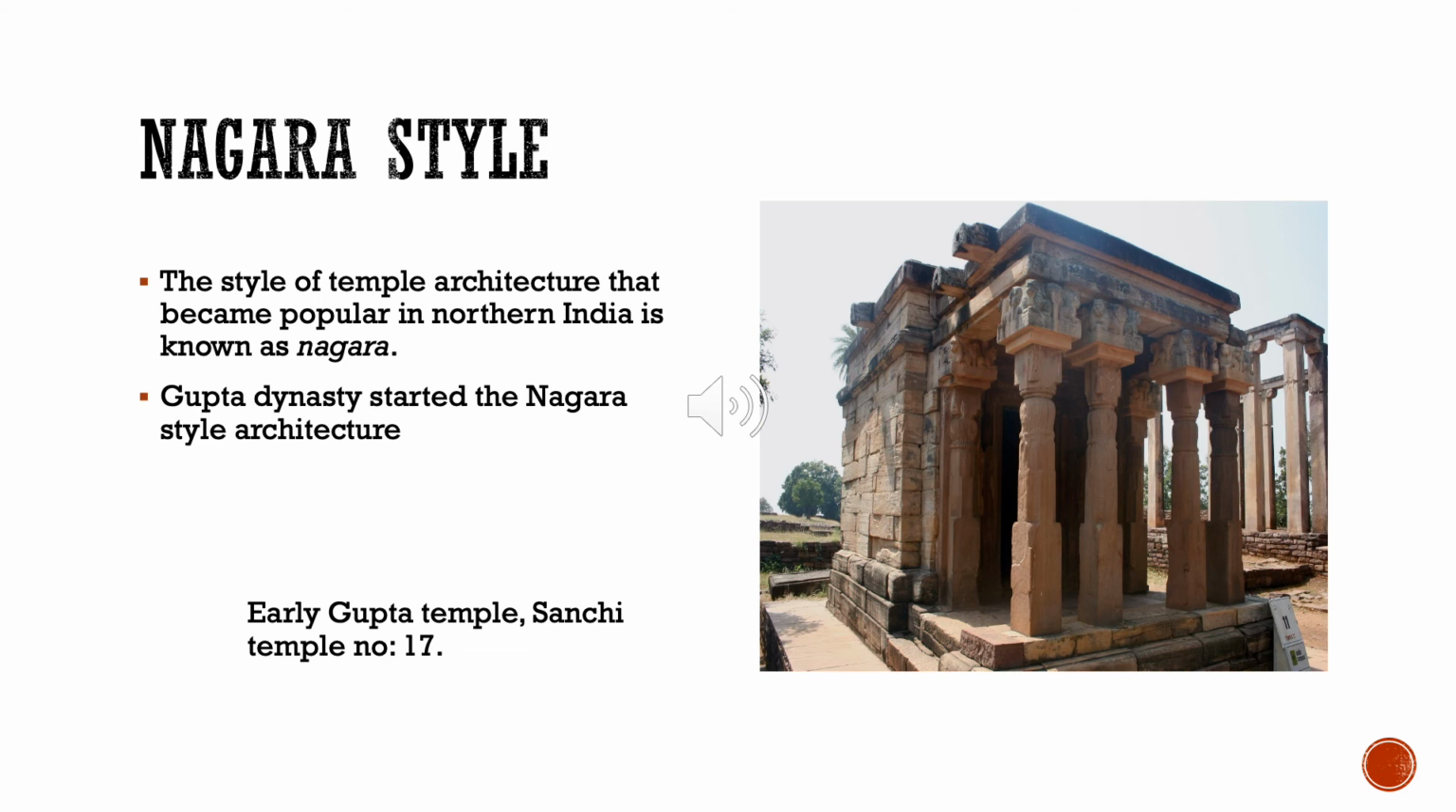Nagara style. As it has been said, the Nagara style has been practiced in the northern part of India. The style of temple architecture that became popular in northern India is known as Nagara. The Gupta dynasty started the Nagara style temple architecture, and the early structure of Nagara style or North Indian temples can be seen on this slide. It is the early Gupta temple at Sanchi, temple number 17.